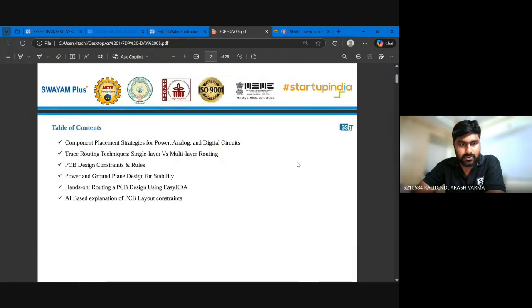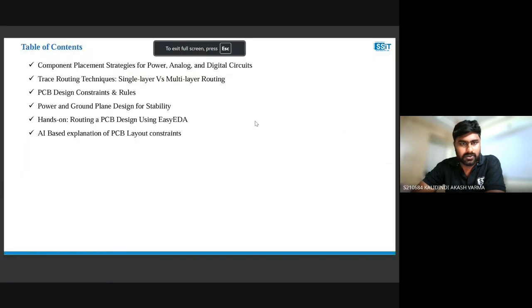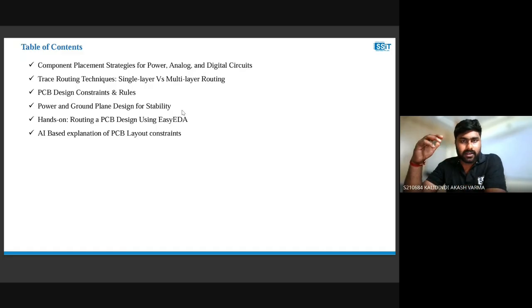So coming to today's table of contents. Today we are going to discuss component placement strategy for power, analog, and digital circuits. If you take PCB designing, there are three major segments: one is power related, another is analog signal related, and the third is digital signal related. We need to take care of component placement for these three aspects. That is the first topic for today's session.